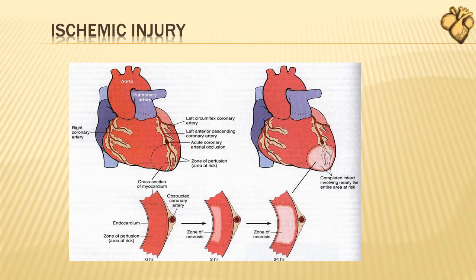Okay, this is a picture showing you what the damage could look like within a period of hours. The first hour is going to show basically a little bit of risk, and then the second hour shows a little bit of necrosis, if you see that zone of necrosis. And then at 24 hours, the zone of necrosis goes all the way from the epicardium all the way into the myocardium. So that's just a good visual to show you how an infarct, the longer you go, the worse the damage is.